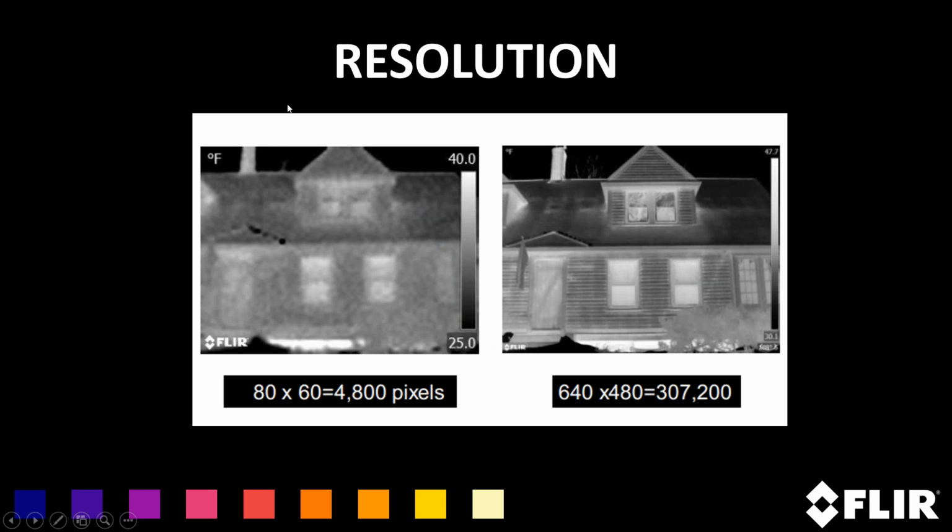Here is another example of where resolution can be seen and how you can determine whether low resolution or high resolution would be useful for you. Keep in mind that this 80 by 60 resolution is not of the FLIR Duo, which is 160 by 120, but this is just to give you a stark contrast of what different resolutions would look like within these cameras.